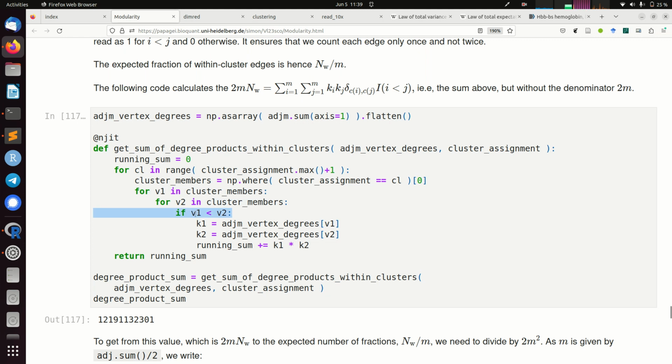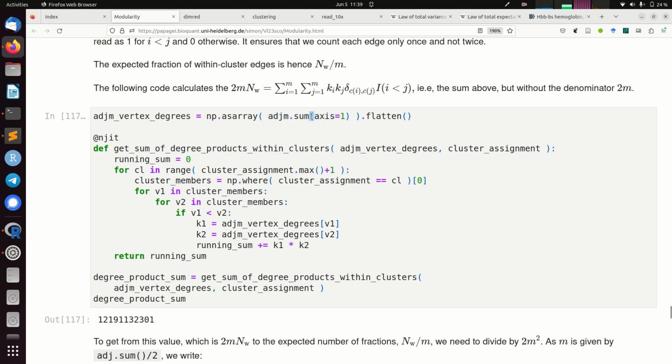I made here my if condition to make sure that I count each pair only once. And I've decided to count the one where the first vertex number is smaller. And then I check what's the degree here. Where do I get the degree from? Here. The degree is the number of edges of a vertex, and of course, taking a row of the adjacency matrix and adding up all the ones in this row tells me how many edges this vertex has.